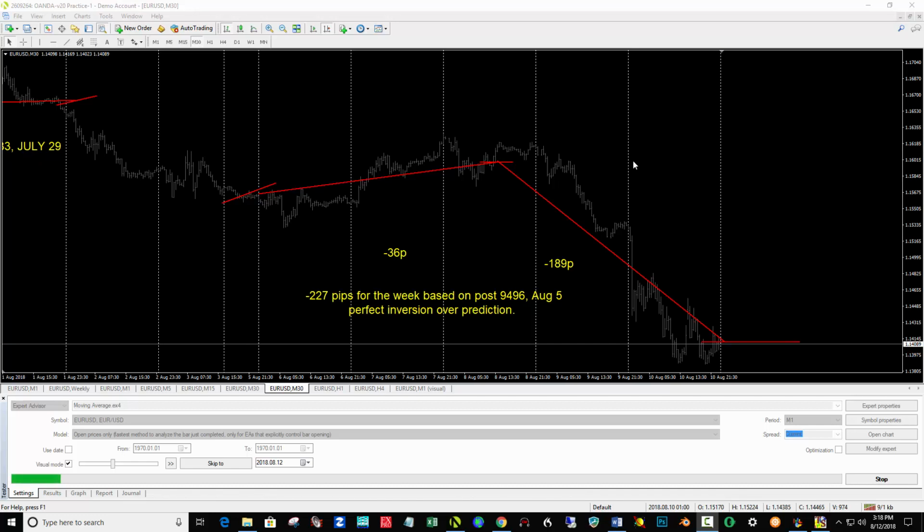Hey everybody, Jerry here. I may have come up with a possible solution that needs further testing, but how is it that I had such a big inversion this week? It was a perfect inversion. I showed a curve that had a low during the high period and a high during the low period for a grand total of minus 227 pips for the week. On a post on August 5th, number 9496. So I've been working on what's up with that.